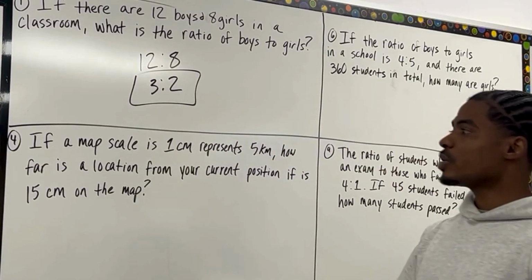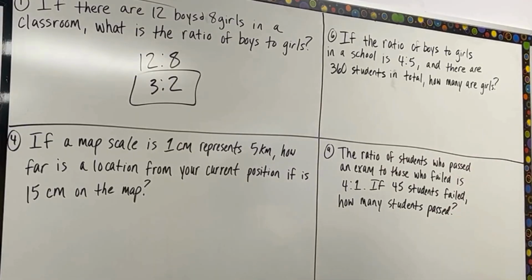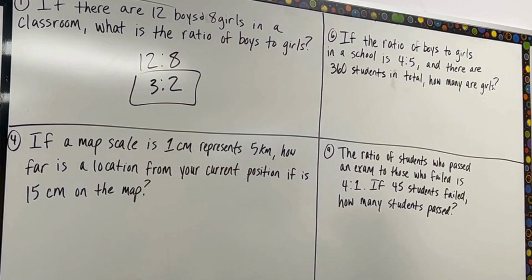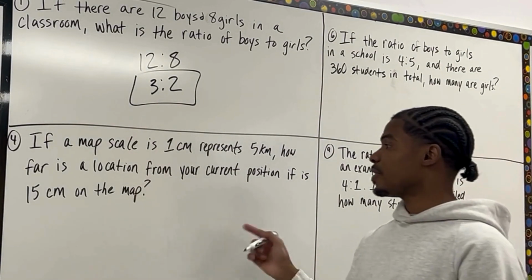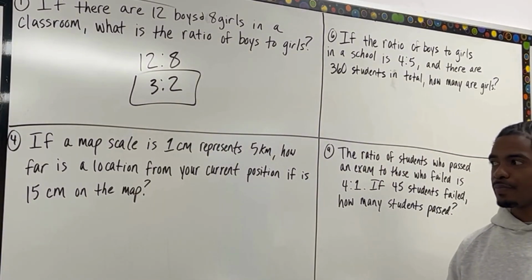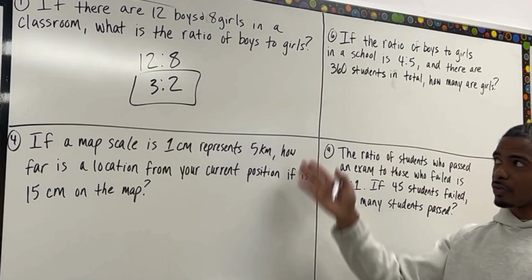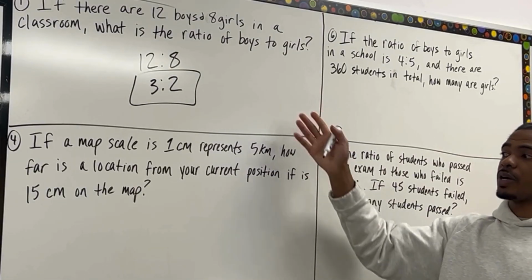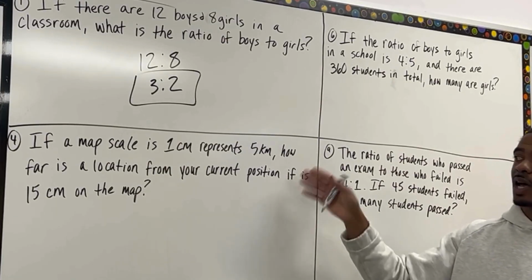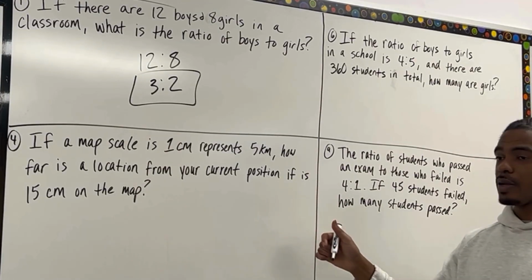All right, let's go to this next one, number 4. It says, if a map scale is 1 centimeter represents 5 kilometers, how far is a location from your current position if it is 15 centimeters on the map? Now, this question is a little different from the first one, because we're basically going to have to solve to figure out how many kilometers that would be in all.